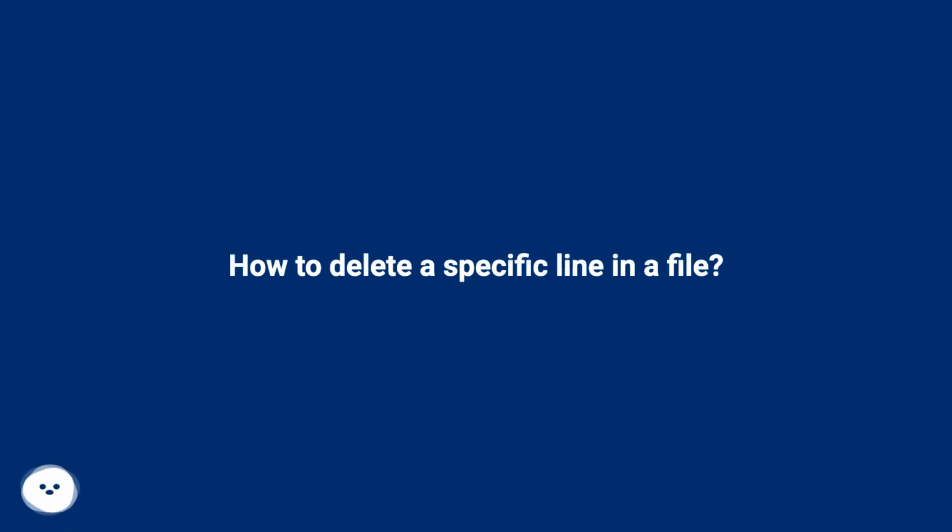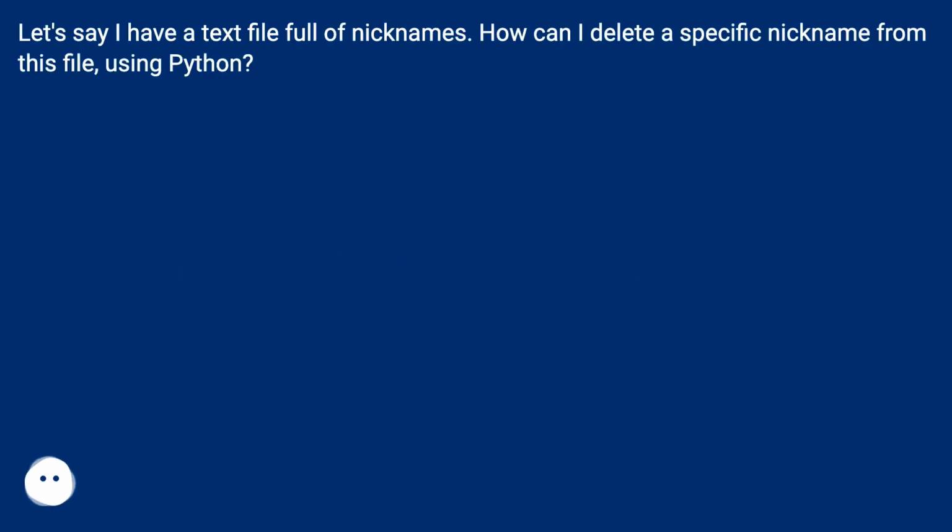How to delete a specific line in a file? Let's say I have a text file full of nicknames. How can I delete a specific nickname from this file, using Python?